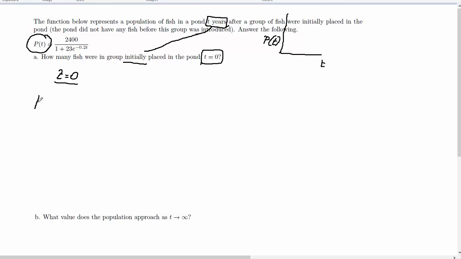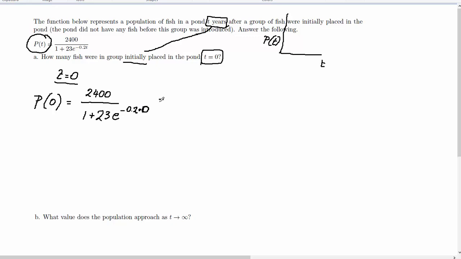So in order to find the population at that time, we want to plug in the number 0 in the p of t. And this is the function that we have: 2,400 divided by 1 plus 23 times e to the negative 0.2 times t. Now, at the exponent, the t is going to be 0, right? Because we replace the 0 at the position of t. Negative 0.2 times 0, of course, is just 0.